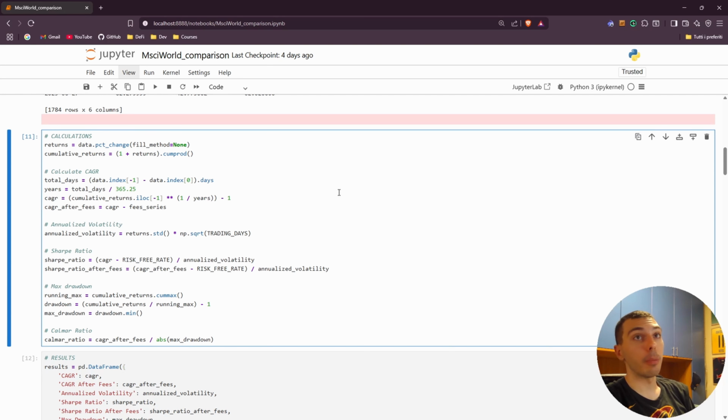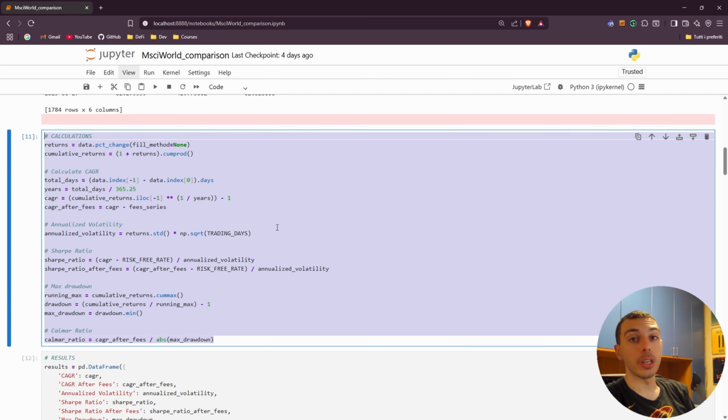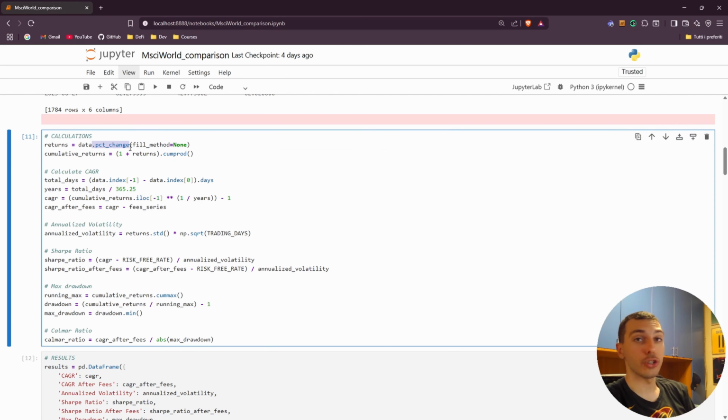Now comes the fun part. Here is where we calculate some key performance metrics. First, we calculate the daily returns with the percentage change method. Then we calculate the cumulative returns. These show us the overall compounded growth. If you start with $1,000, it tells you how much that $1,000 would have grown over time.